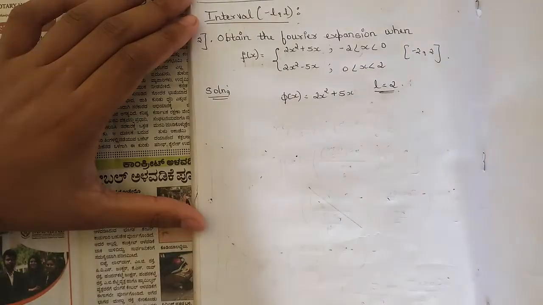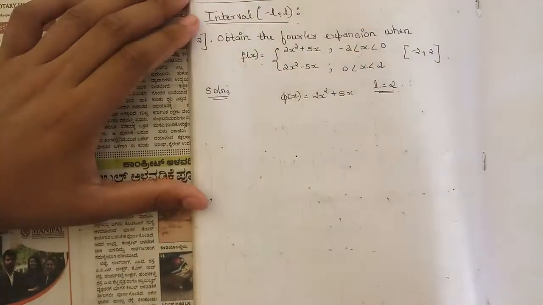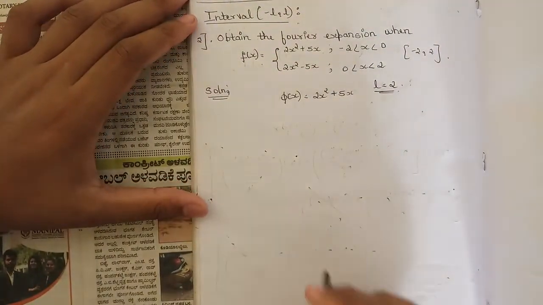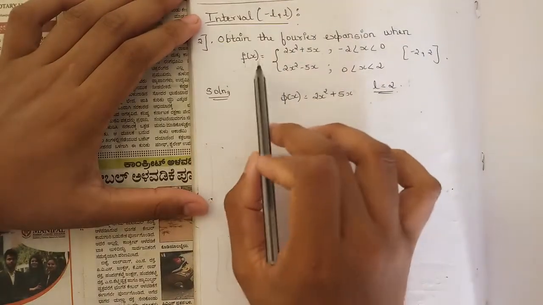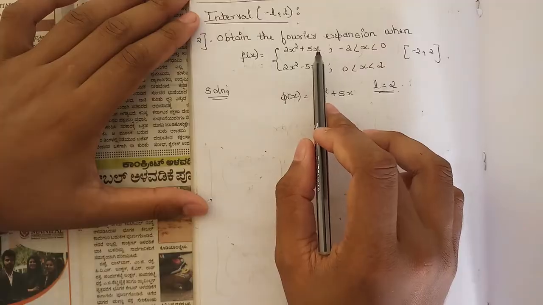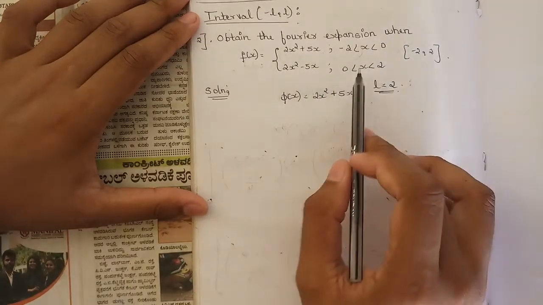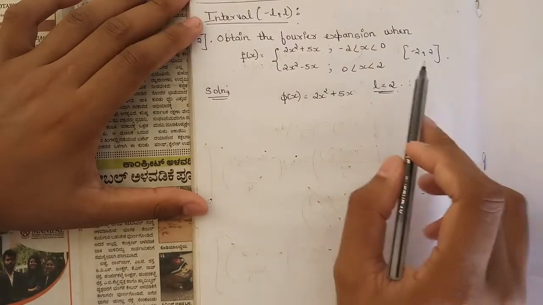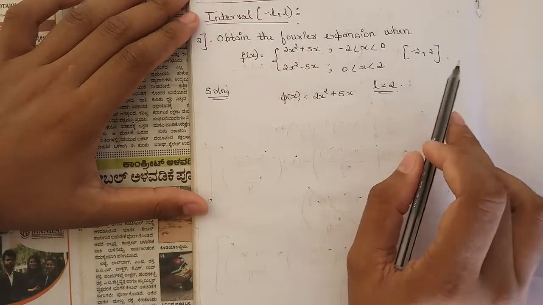Today we'll continue the problems on the interval minus L to L. We have completed one problem. So this is the second problem. Obtain the Fourier series expansion of f of x equal to 2x square plus 5x and 2x square minus 5x with the two given conditions in the interval minus 2 to 2.